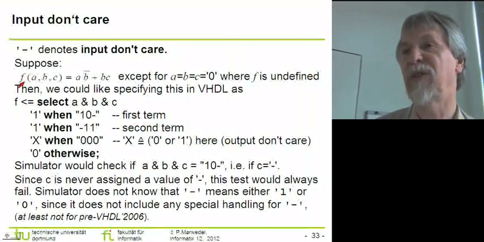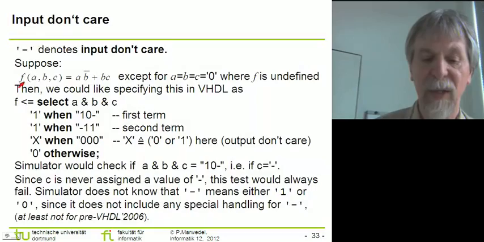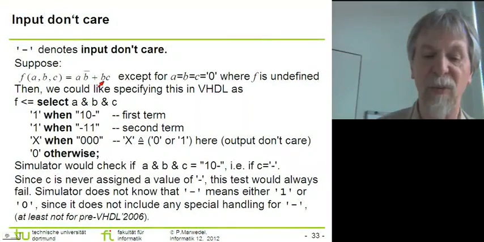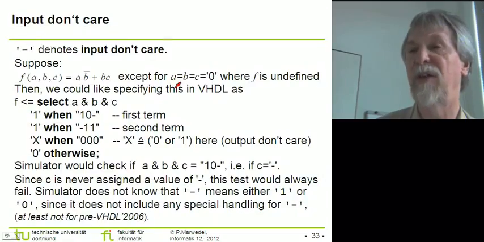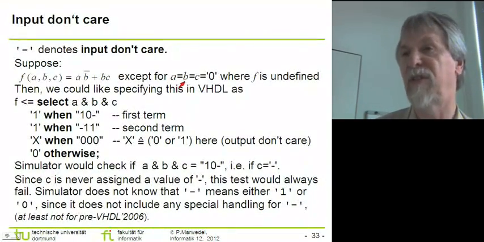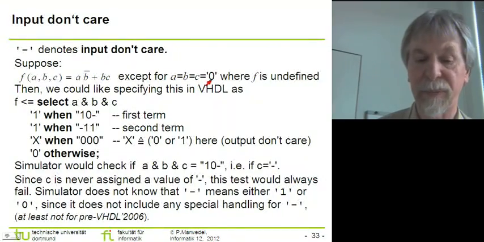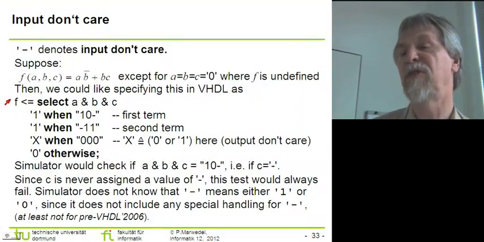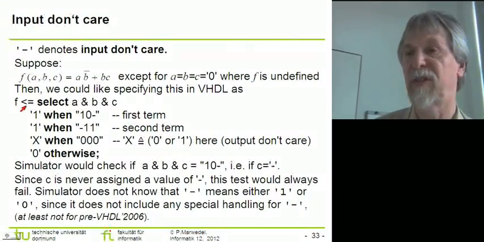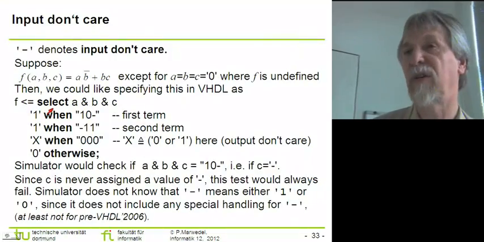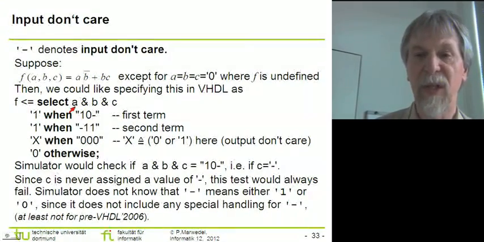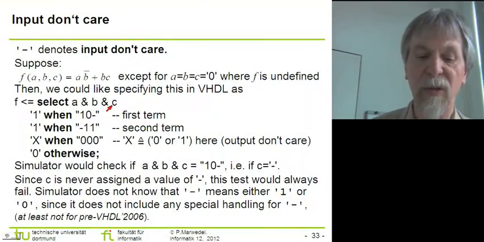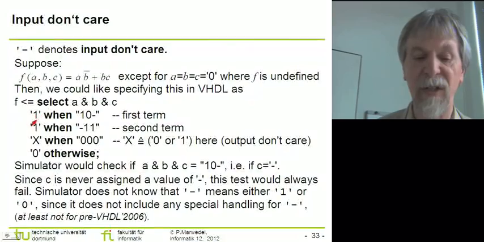Let's suppose that we would like to describe a Boolean function in VHDL, where we have 2 terms that describe how to compute that function. We furthermore assume that this function should be undefined in case all three signals have a value of 0. Then a very convenient way of describing this function in VHDL is to use a so-called selected signal assignment, where we have a signal assignment like before, and then a kind of select or case statement. In this case statement, we are using the concatenation of these three input signals.